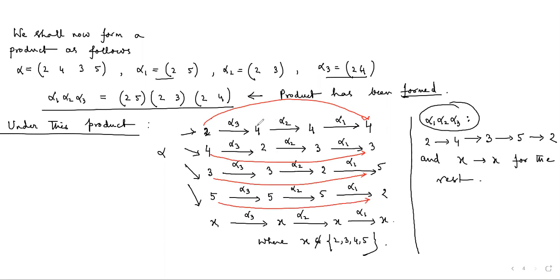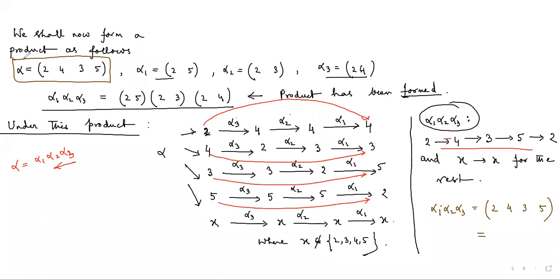Here the alpha is being considered as alpha 1, alpha 2, alpha 3. So first you are operating alpha 3, and then alpha 2, and then alpha 1. Right to left movement. So under the composition of these three mappings, this is happening. And what is this thing? This permutation is nothing but the cycle 2, 4, 3, 5. This is the cycle that we considered in the beginning. The cycle is alpha.